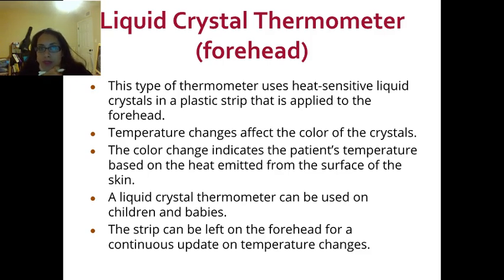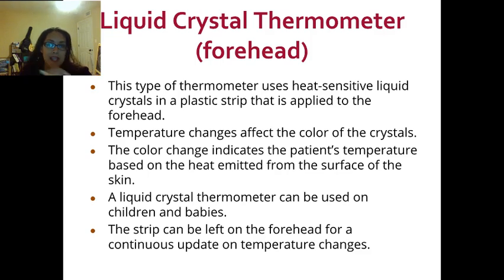Liquid crystal thermometer. These are the forehead ones. They use heat-sensitive liquid crystal on a plastic strip that is applied to the forehead. These are the ones that we are using for the isolation patients. That way we can just put it on their forehead and monitor, see what color it is, if they're good. That way we are using it for just one person. It's not going to go from person to person. So if they have something that we don't want spread around to everybody, we just keep it on them. And they can just wear it. It doesn't bother them. It's just simple, and it just changes colors on them.